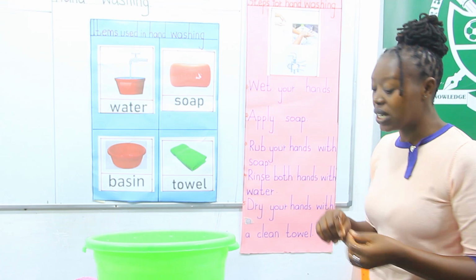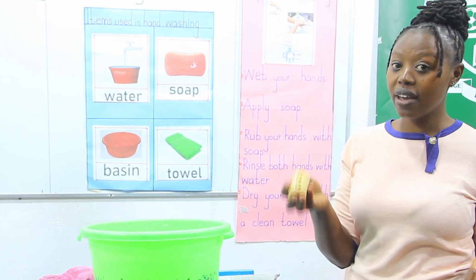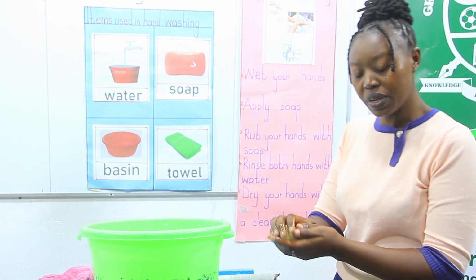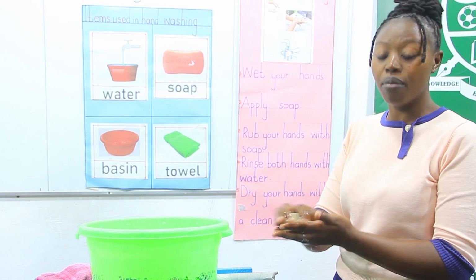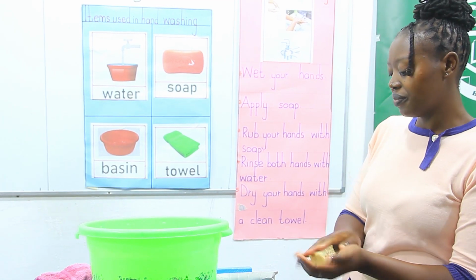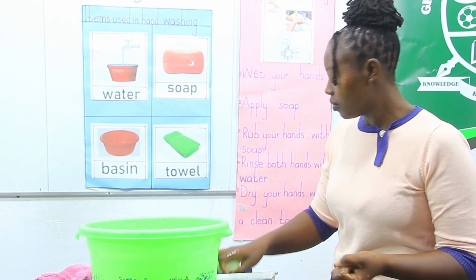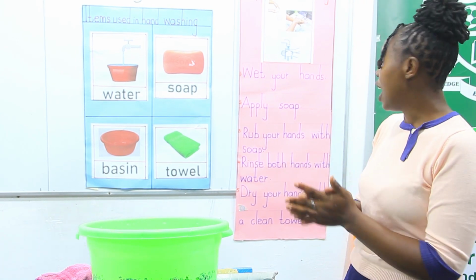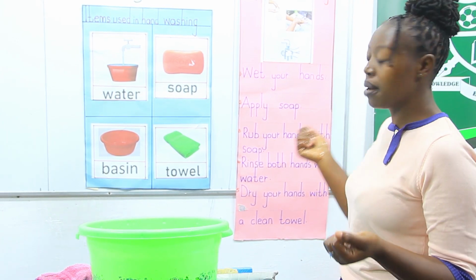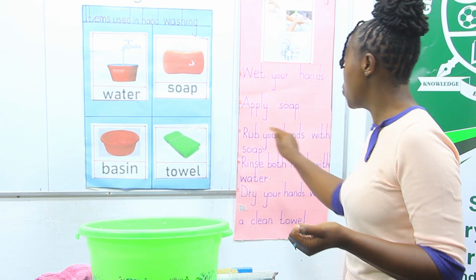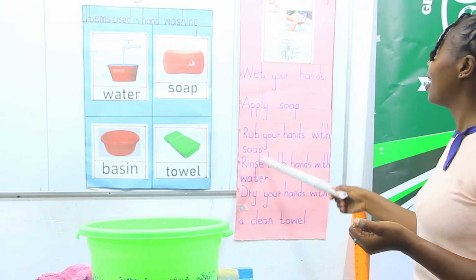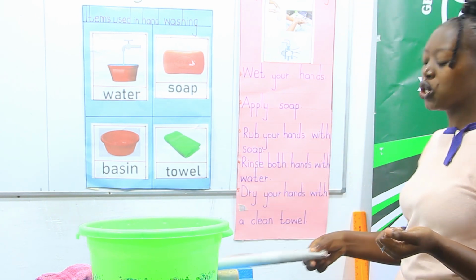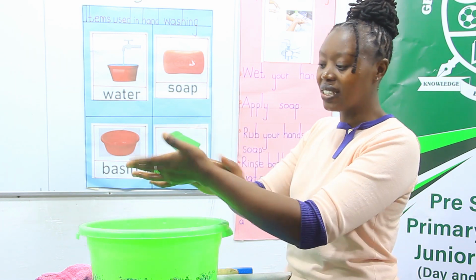The next thing we do is apply soap. I had shown you my soap. So we apply soap in our hands like this, both hands. Yes, after applying soap, we go to step number 3. And it says you rub your hands with soap. So I'm going to be rubbing my hands like this.